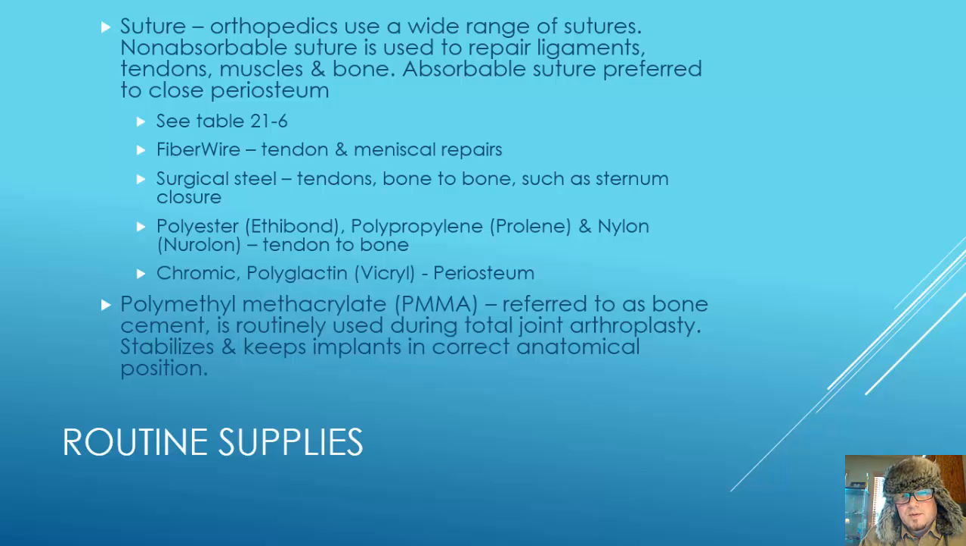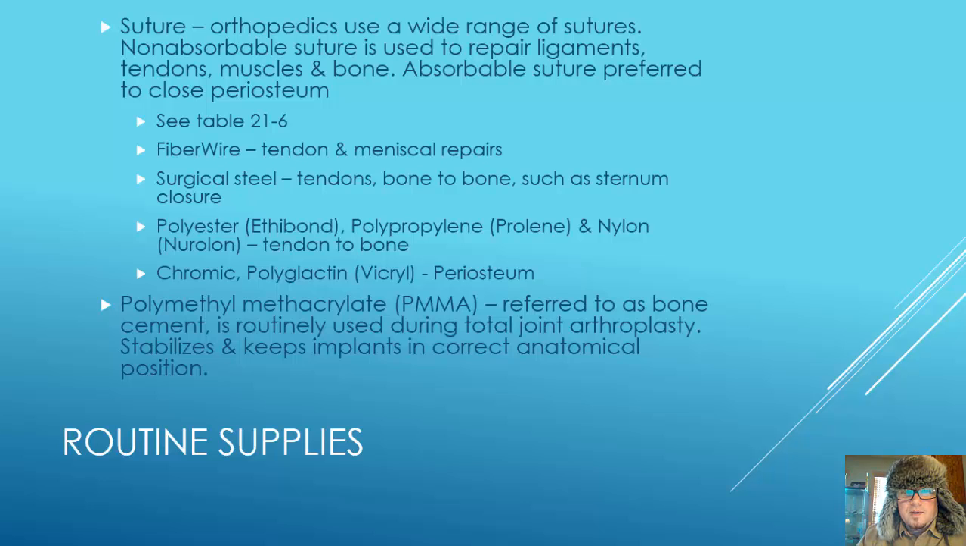Younger people, we don't tend to cement in shoulders, and they'll do a press fit prosthesis because the bone's going to heal pretty good around that prosthesis if you're younger. When you're older, we want to cement that in because you may not have the bone processes that you had as a younger person. Suture, like I said, they use a lot of different kinds of suture.